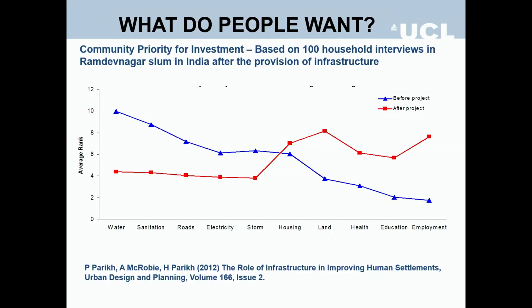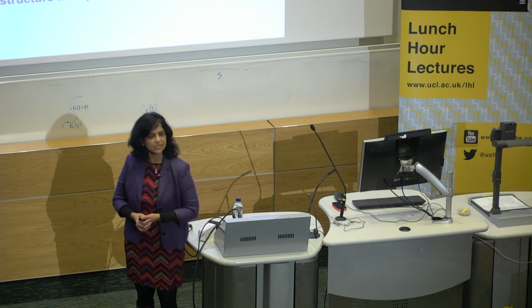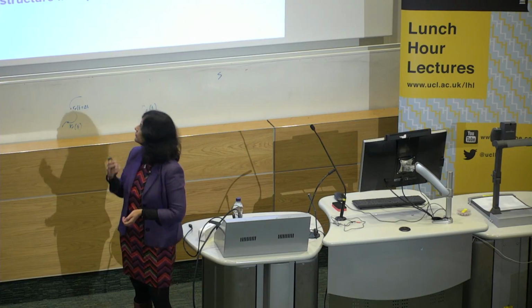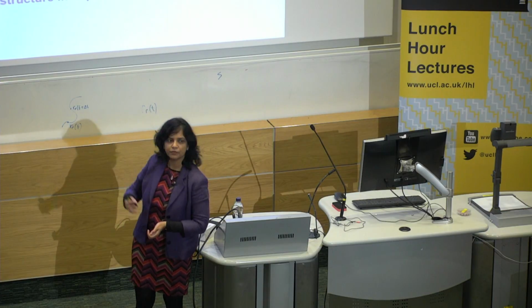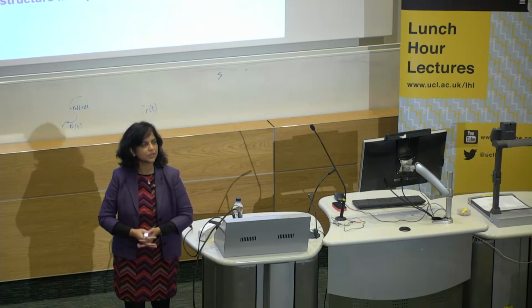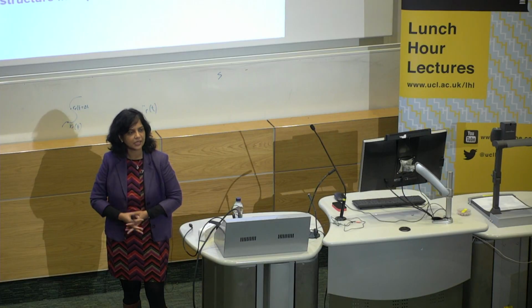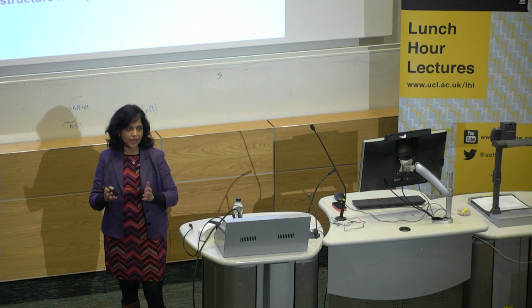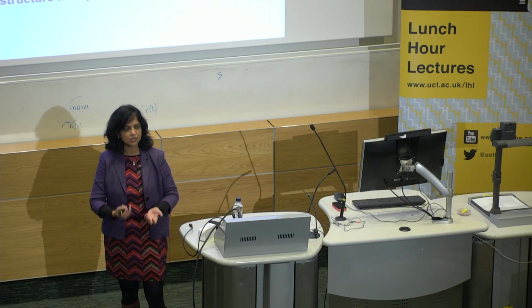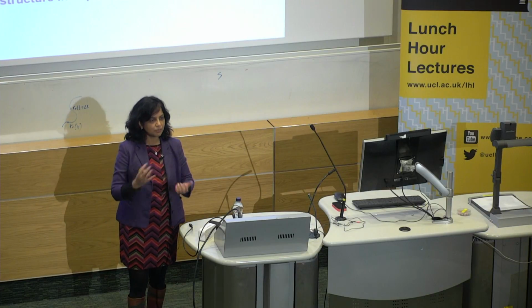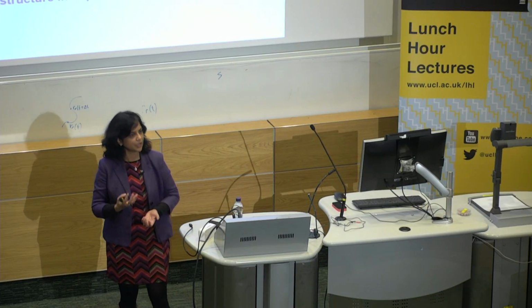The blue line shows that without access to basic services, the top priority for residents was access to water services, sanitation, roads, electricity, and storm management, which is rainwater or flood management, then moving on to housing, employment, and land tenure, or clarity on land lease. So you can see that the first intervention people were looking for was what we call hard infrastructure, tangible infrastructure inputs which they felt could improve their life.